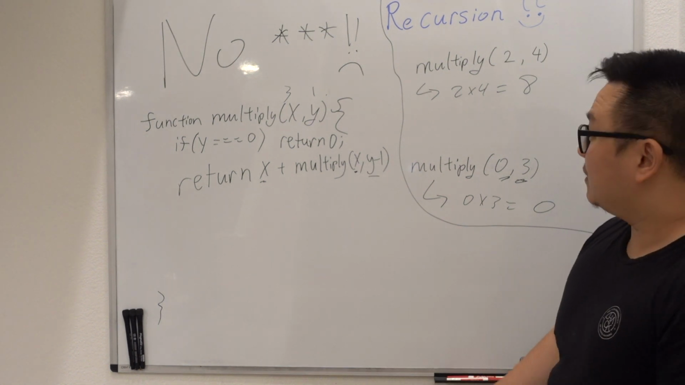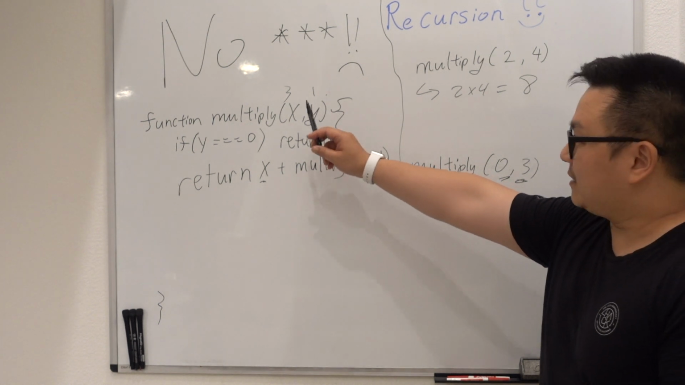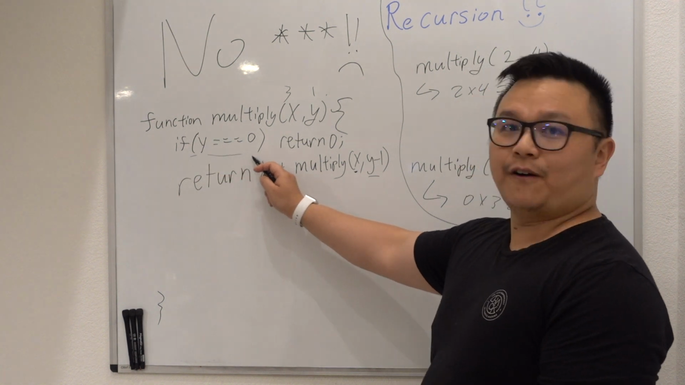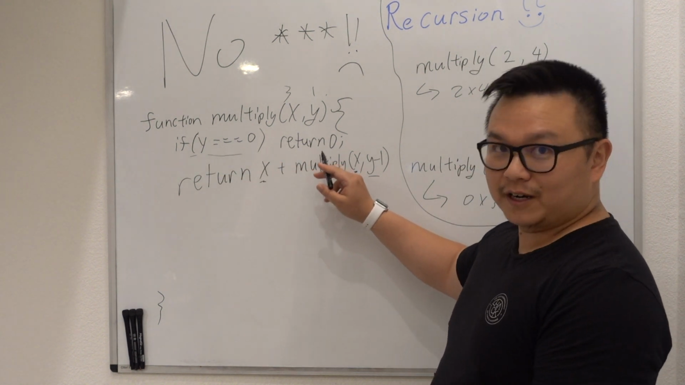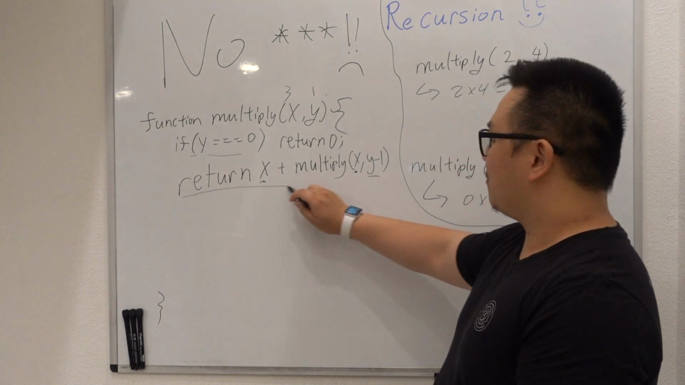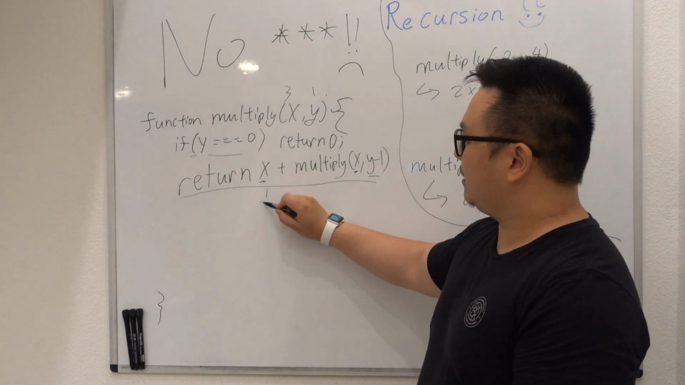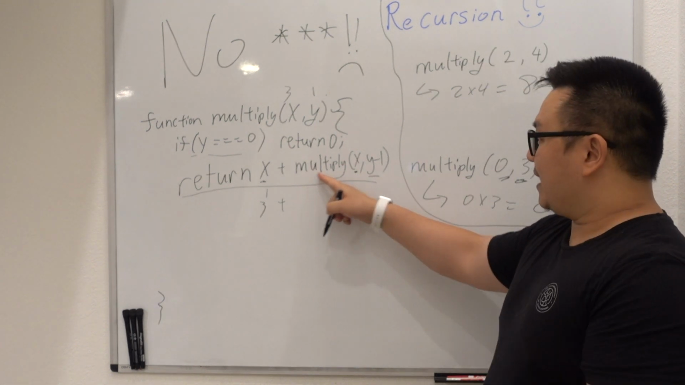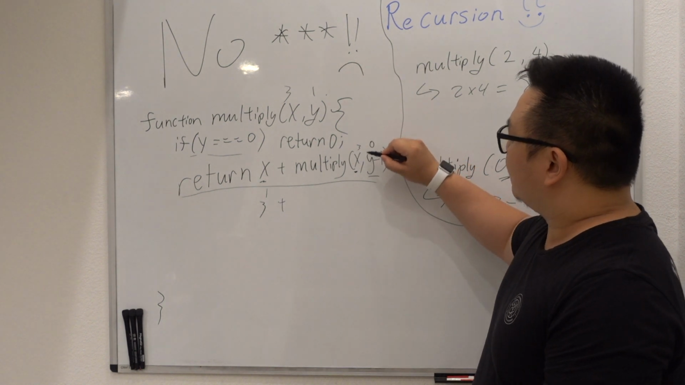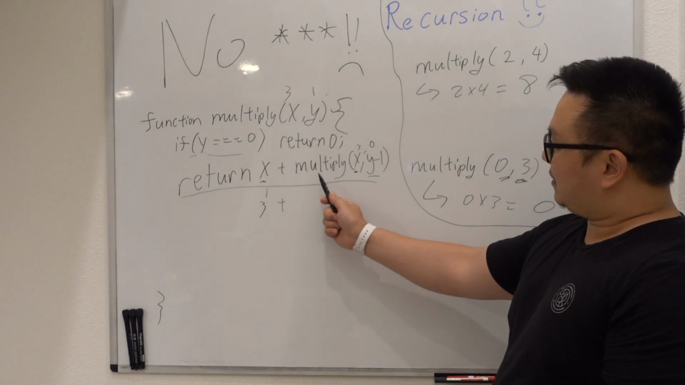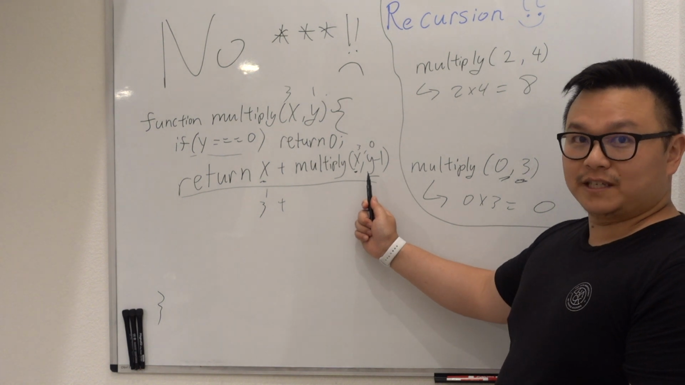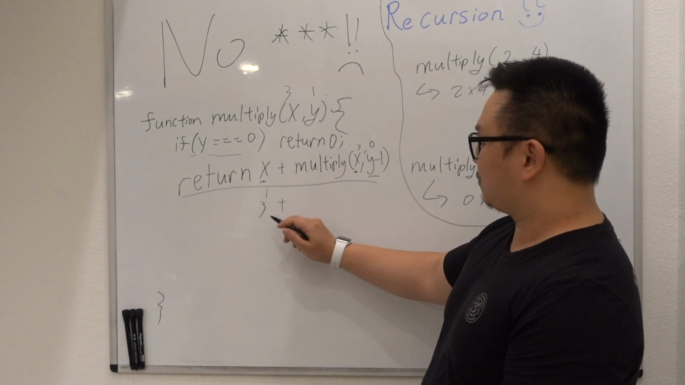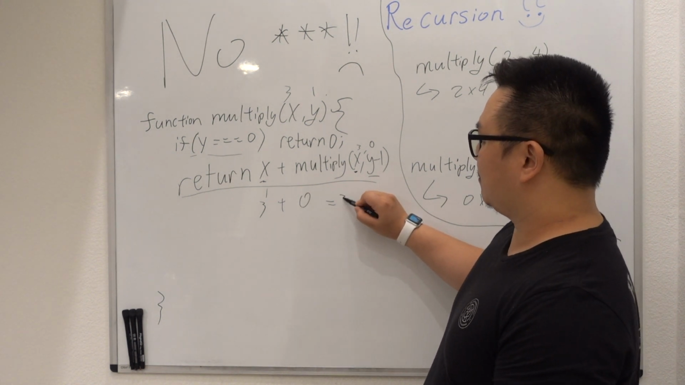Let's say y is equal to 1 and x is equal to 3. In this case, the base case condition is falsy. We don't return 0 here. We go to this line. We return x, which is 3, plus the recursive function multiply 3 and 0. And we know that this function turns out to be 0 because if y is equal to 0, you return 0. So it's 3 plus 0, which is equal to 3.